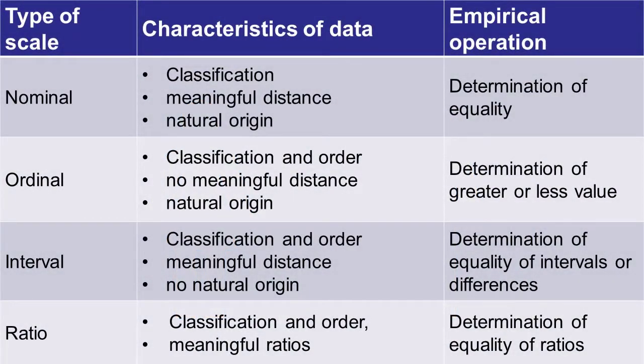Then we have ordinal scales. Ordinal scales have some kind of order. One is higher than the other, but the distance between 2 points and the next point is not always equal. We can still determine greater, higher, lower, but the distance from 1 to 2 and from 2 to 3 is not equal.